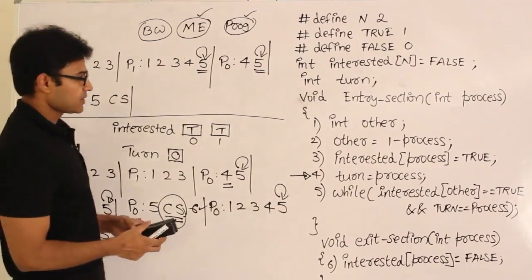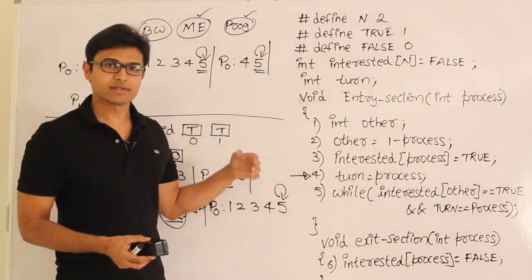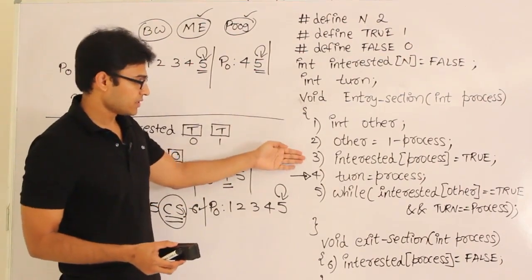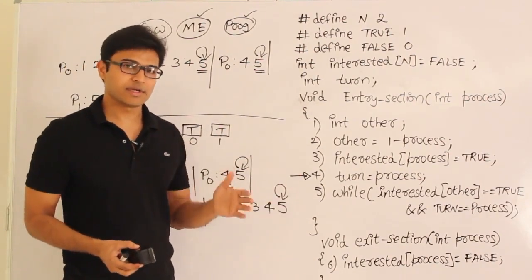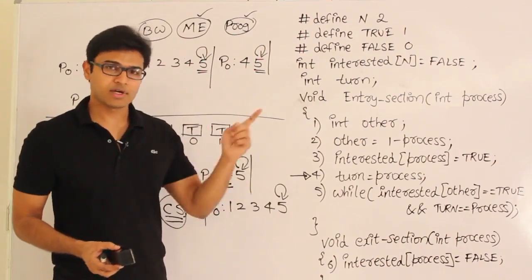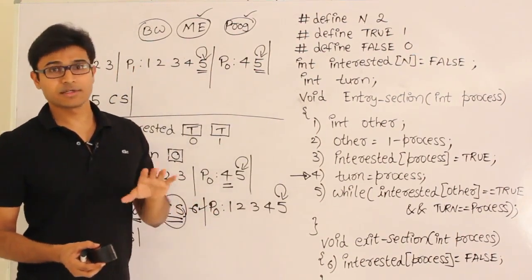But once a process has reached the turn value, obviously it will reach it, right? So what I mean to say is, once a process has shown its interest and it has set the turn value, it will not wait indefinitely. It will definitely wait for only one time for the other one to enter. Here there is strict alternation. Strict alternation is definitely followed.